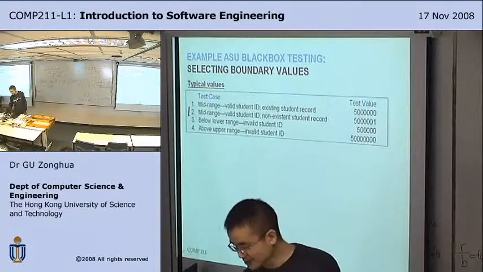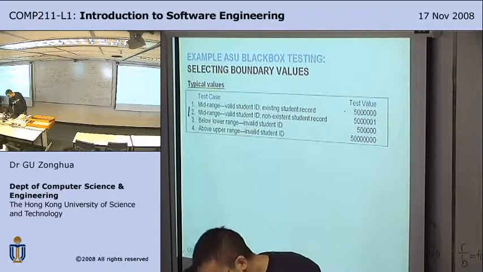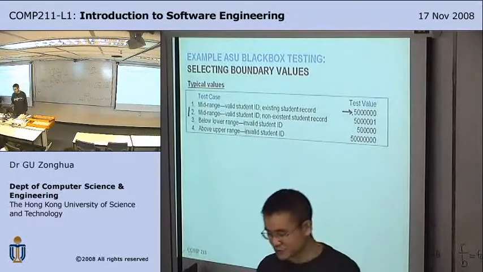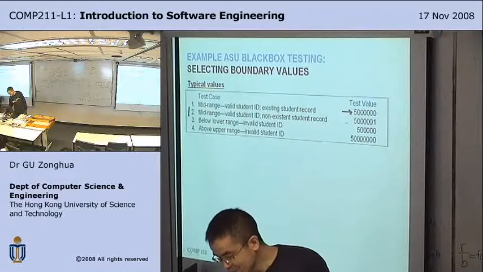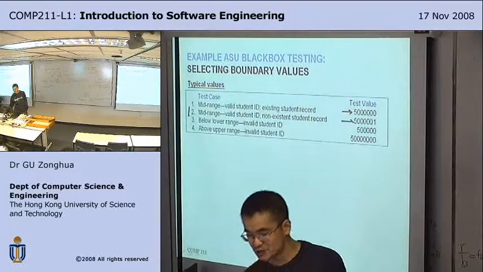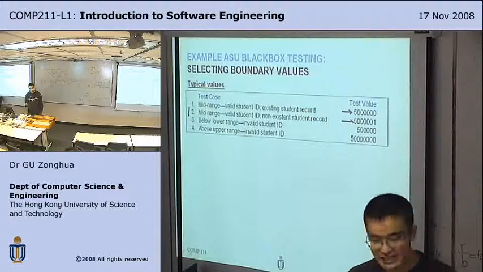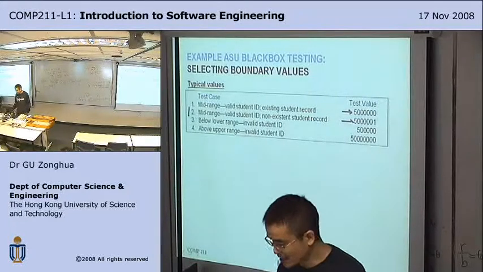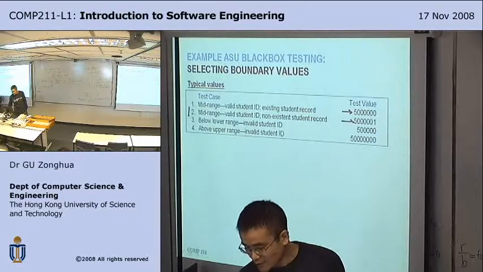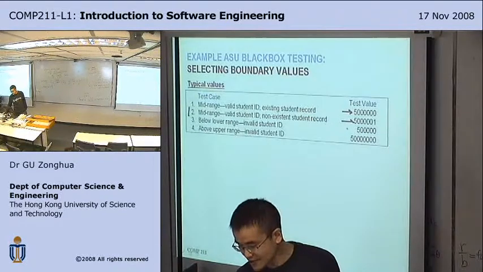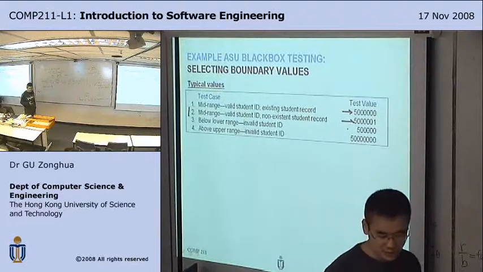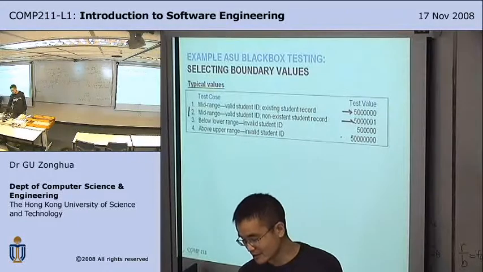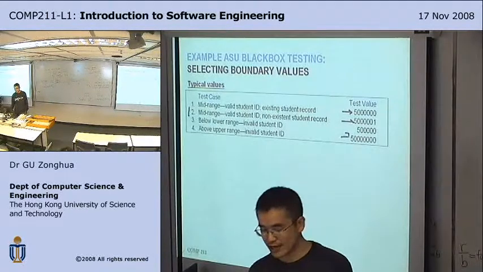So you take the one valid in the middle, say 5 million, which corresponds to an existing student record, and 5,000,001, which corresponds to a non-existent student record. Even though the ID is a valid ID, it's in the range of 1 million to 1 less than 10 million. Below lower range, that is to take the 500,000, which obviously is outside of the valid range, and 15 million, which is above the upper range.